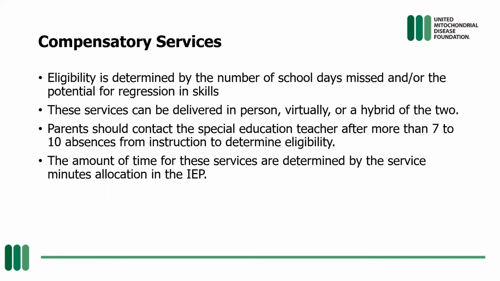Now that we've talked about chronic and frequent absence, let's talk about compensatory services. Compensatory services eligibility is determined by the number of school days missed and the potential for regression in skills. These services can be delivered in person, virtually, or a hybrid of the two. Parents should contact the special education teacher after more than 7 to 10 absences from instruction to determine the eligibility of the child. The amount of time for these services is determined by the service minutes allocation in the IEP.